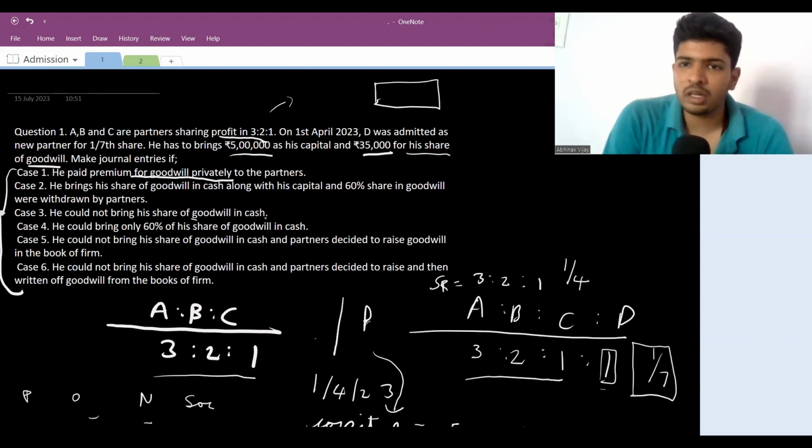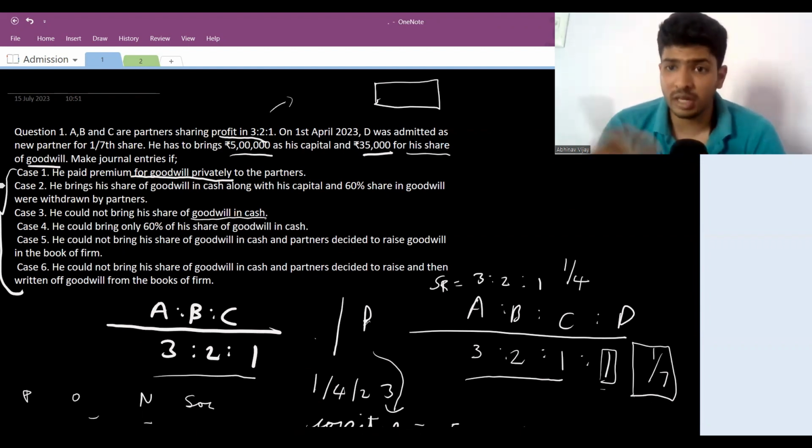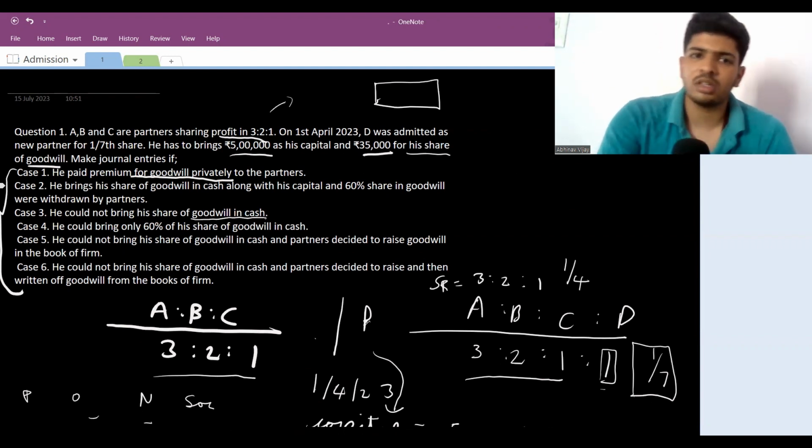See, cash here does not mean he cannot bring it into the bank. Bank and cash are the same in this case. He could not bring his share of goodwill. That's it. In that case, what do we do? Actually, it's wrong. He should bring it, because he's going to get the benefit of goodwill. Only if he brings in that share will we be able to calculate properly and make the adjustment entry. So what do we do in that case? Simple.